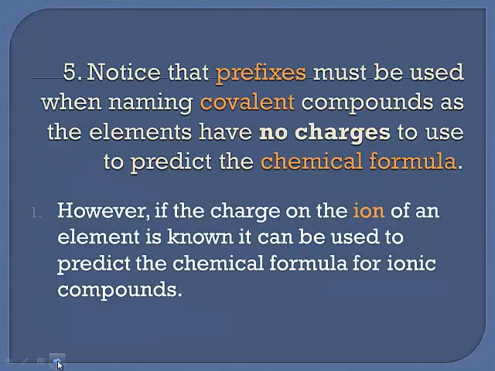When we use the prefixes on covalent compounds, that's because elements have no charges to predict their chemical formula. That's why we don't use them ever in ionic compounds, because ionic compounds have ions, and ions have to balance out their charges overall.